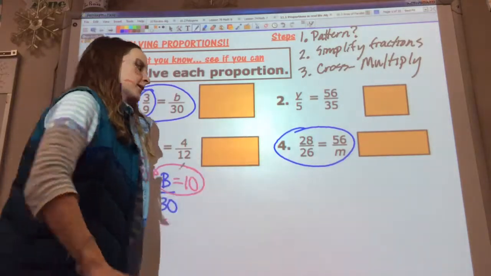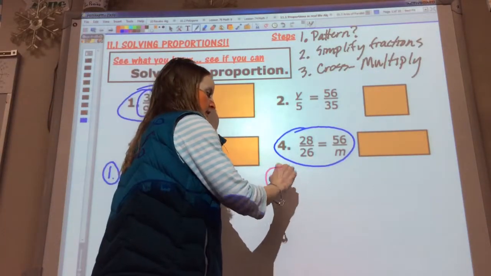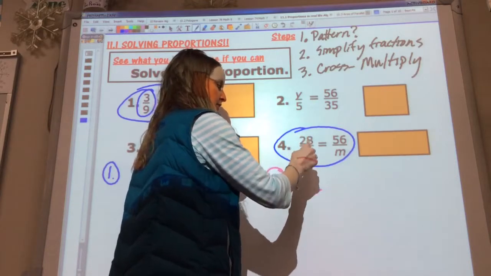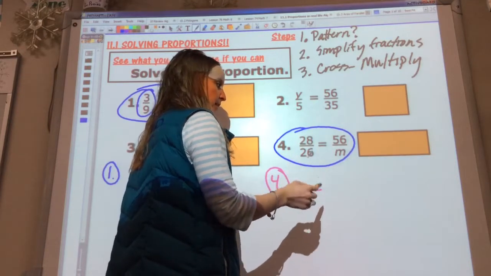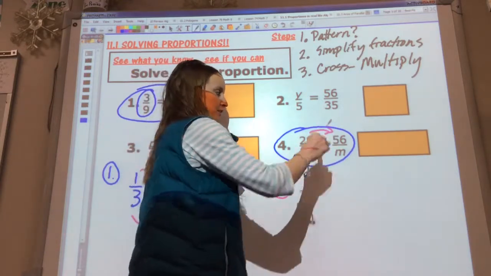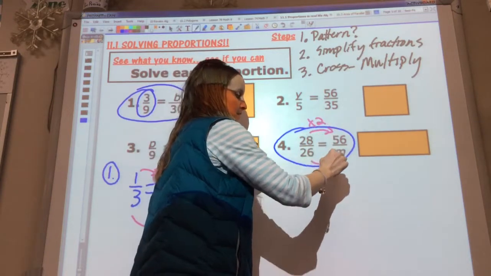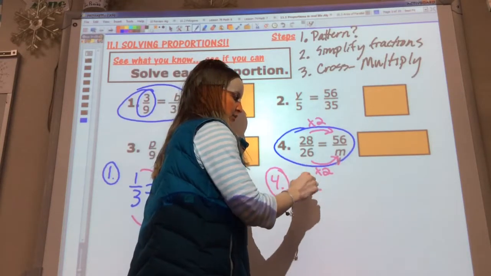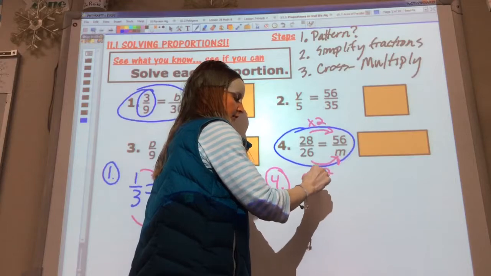In number 4, once again, we do have a fraction that can be reduced. If you notice, we can divide both the top and the bottom by 2. But if you see, there is a pattern. 28 times 2 equals 56. So that means 26 times 2 would equal m. Well, 26 times 2, last time I looked, is 52.